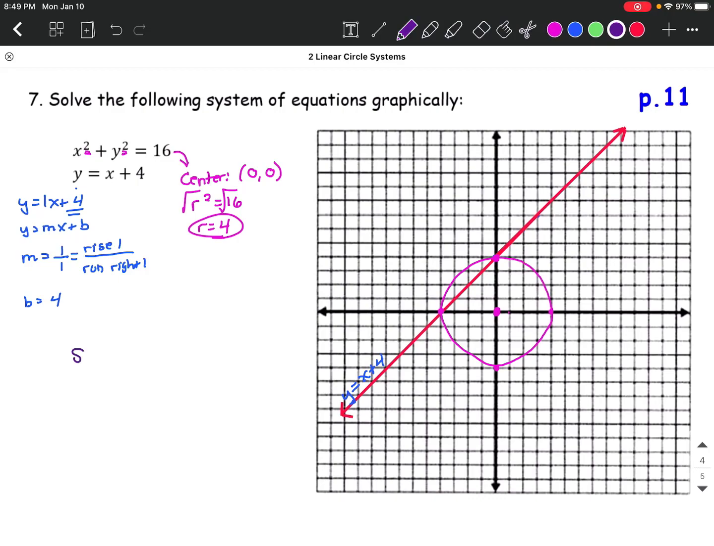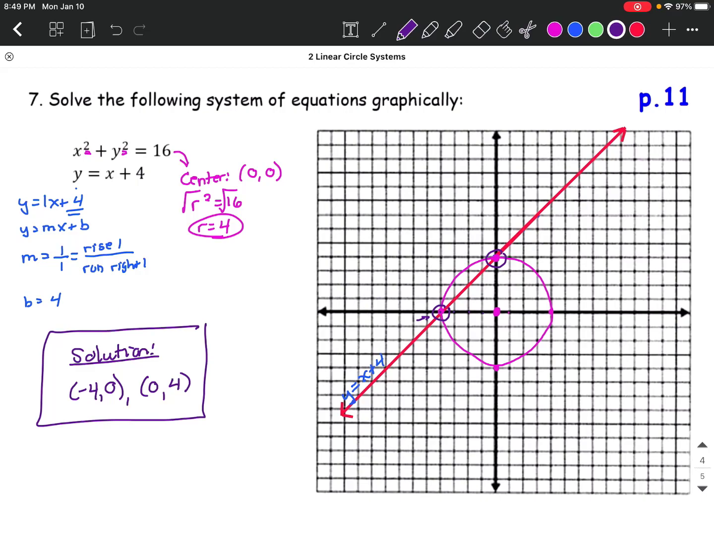All right, now we're ready for our solution. They intersect here and here. So this point, we went 1, 2, 3, 4, so that's -4, and we didn't go up or down. This point, we didn't go left or right, so that's 0, but then we went up 4, so that's the point 0, 4. And there we go, guys. Hope that helped.